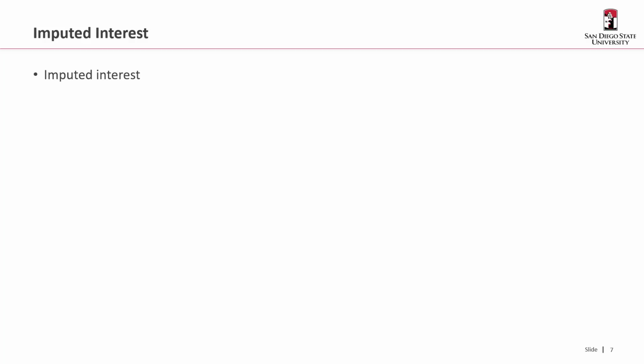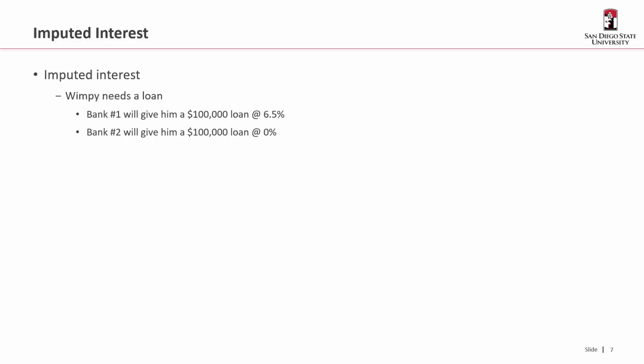Okay, so our next topic is something called imputed interest. And imputed interest is really just a concept. And I think the concept is fairly straightforward, but it does take a while to wrap your head around it. So let's assume Wimpy needs a loan. And so Wimpy goes to Bank One, and Bank One says, okay, Wimpy, we'll loan you $100,000, and the interest rate is 6.5%. And then Wimpy goes down to Bank Two, and they say, we'll give you a $100,000 loan, and the interest rate is 0%.